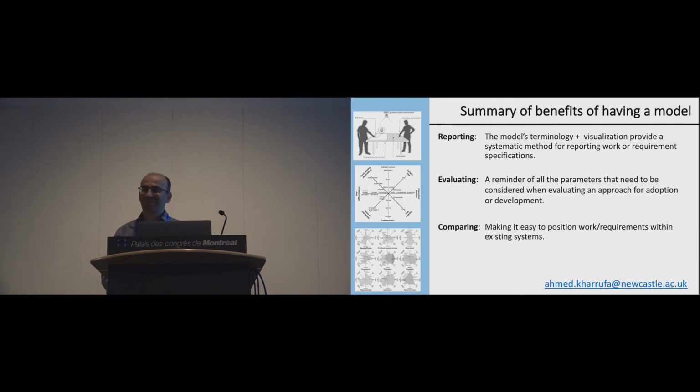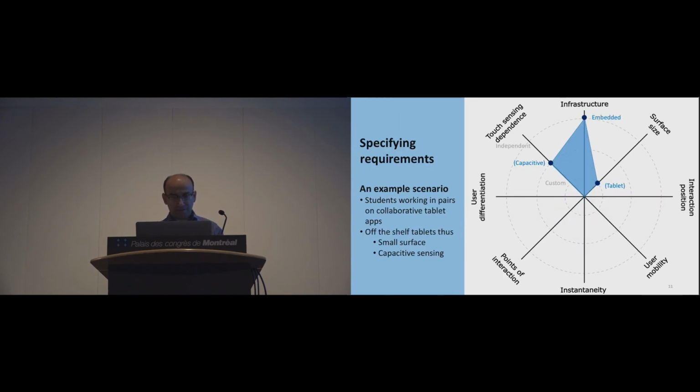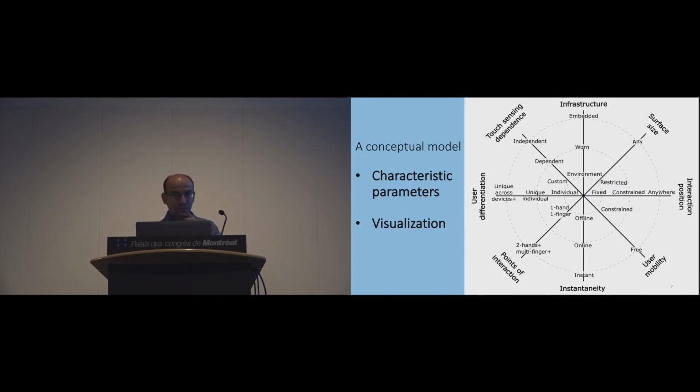Another question. It's becoming more and more popular to build multi-surface systems, so that combines interactive tabletops with other types of systems. Do you see how some of your findings could relate to that? Yeah, so we have one of the axes, the user differentiation, and we go as far as unique across devices. So whether a system achieves that or not.